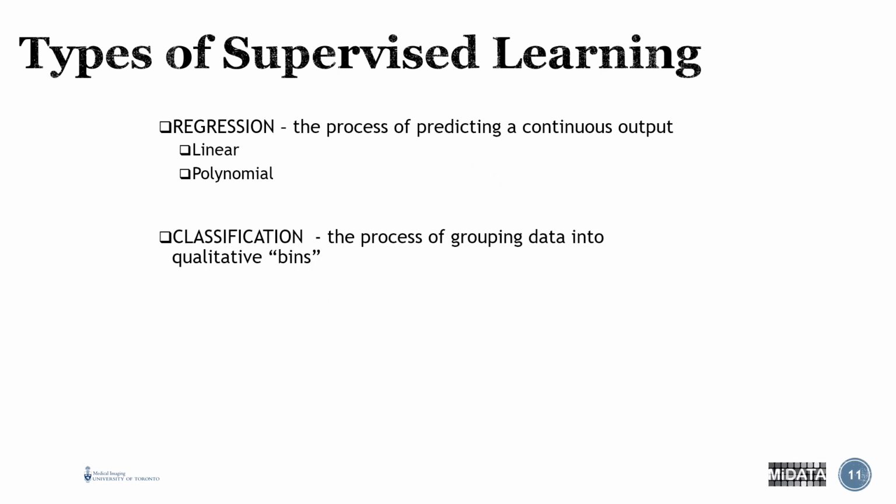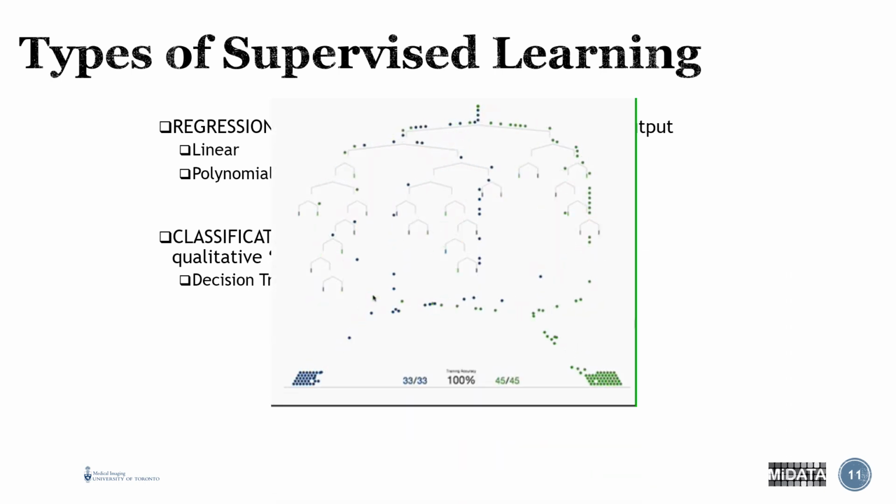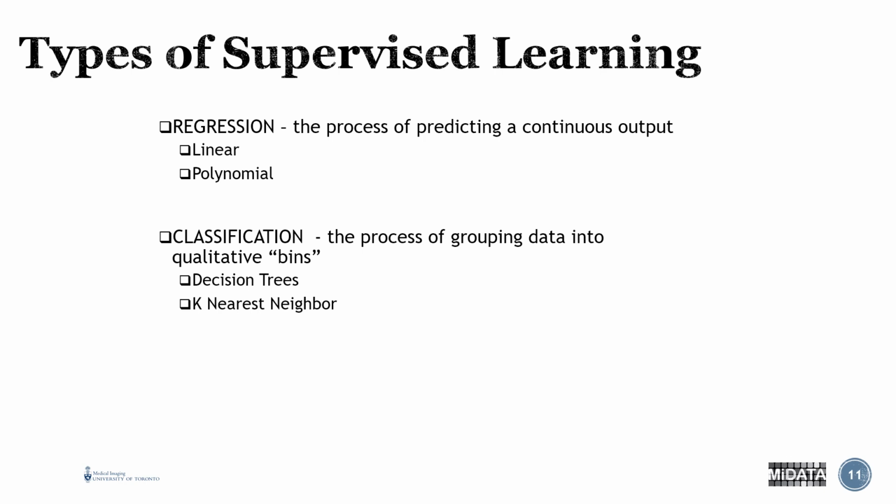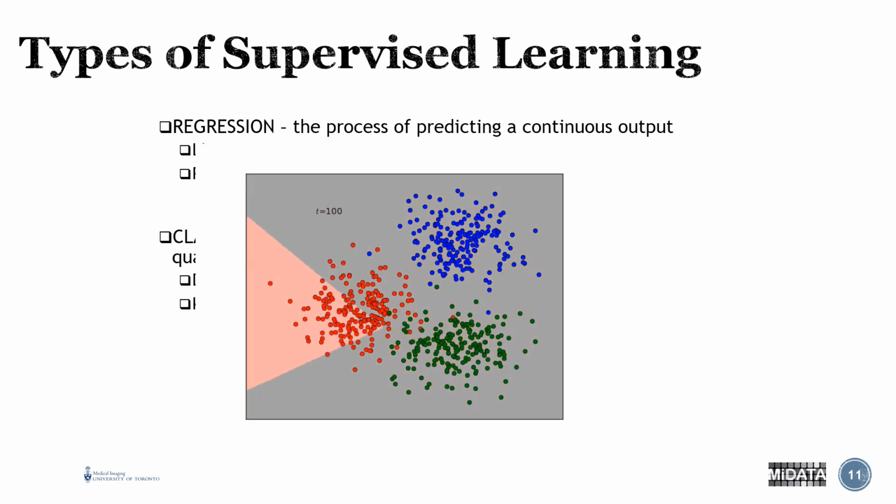Now, what if we do have a categorical outcome, that is classification, and it's the process of grouping data into qualitative bins? The first algorithm that comes to mind is decision trees. Here's a wonderful little figure of how decision trees work. You can also do what is called k-nearest neighbor. In this case, it is a non-parametric approach to binning your data, essentially.